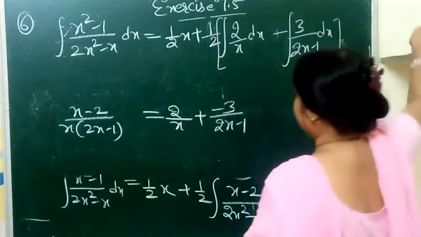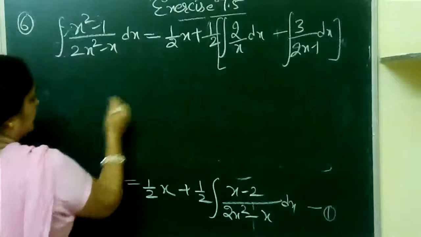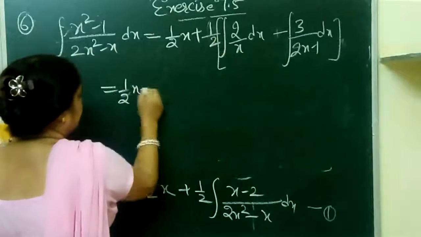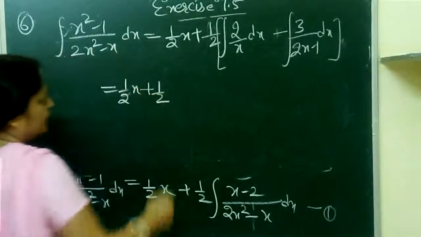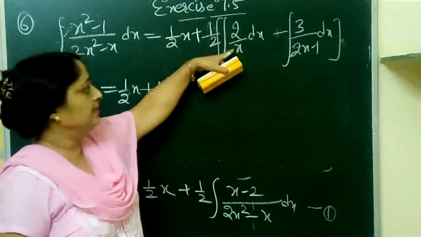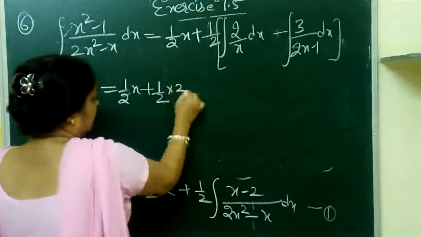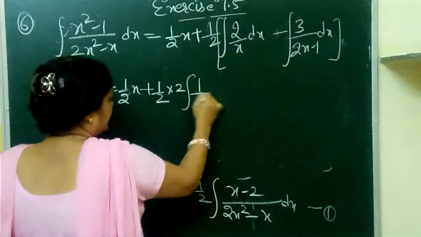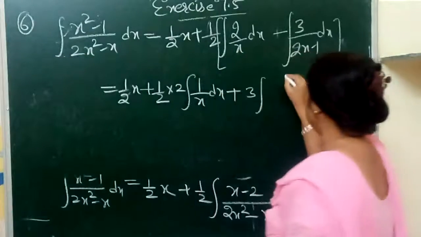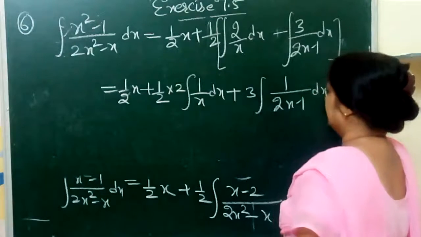Now we will integrate this term. So what will come here? It will come 1 by 2x, this term. And here plus 1 by 2. You know that integration of 2 upon x, that will come 1 upon x. Take 2 outside, then it will come integration of 1 by x dx. Plus 3 is outside, then it will come 2x minus 1 dx.